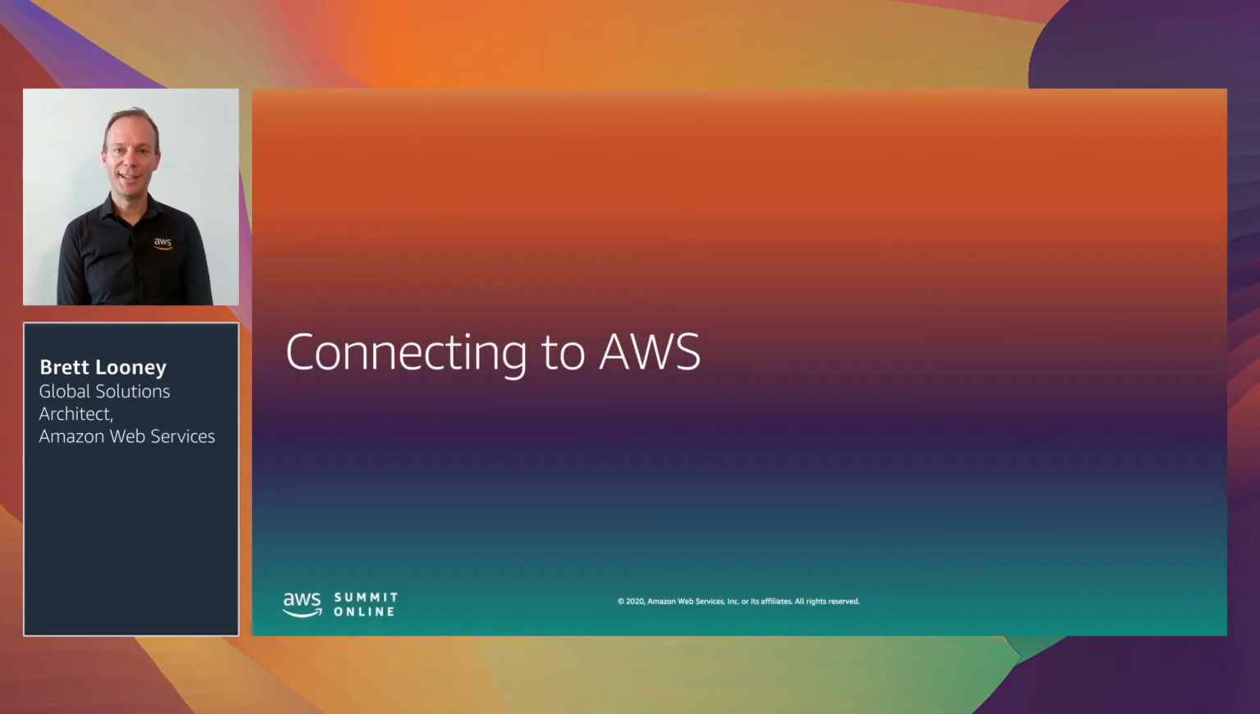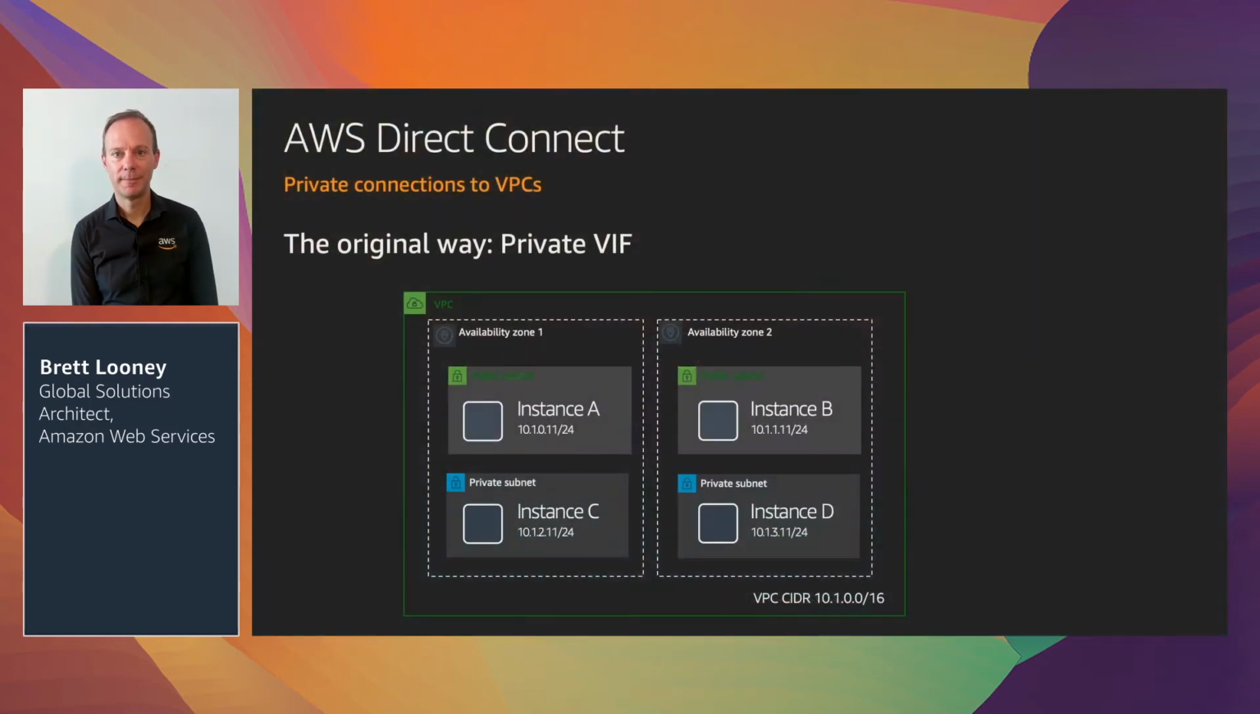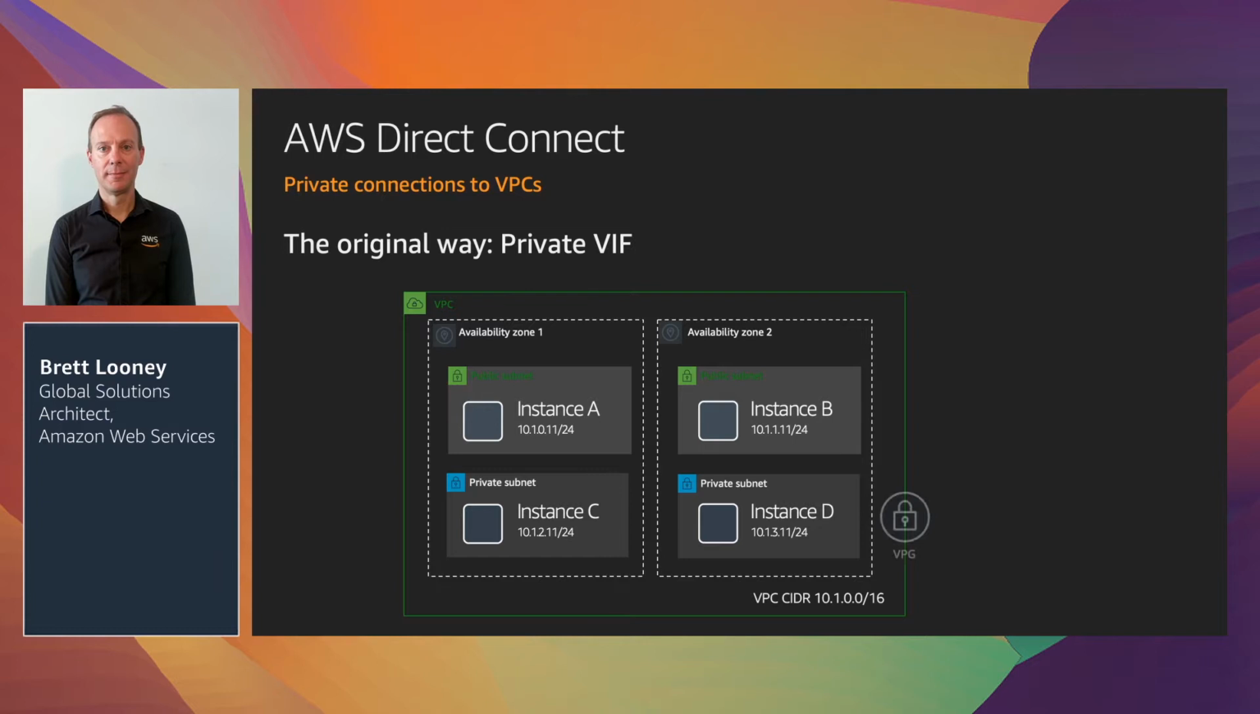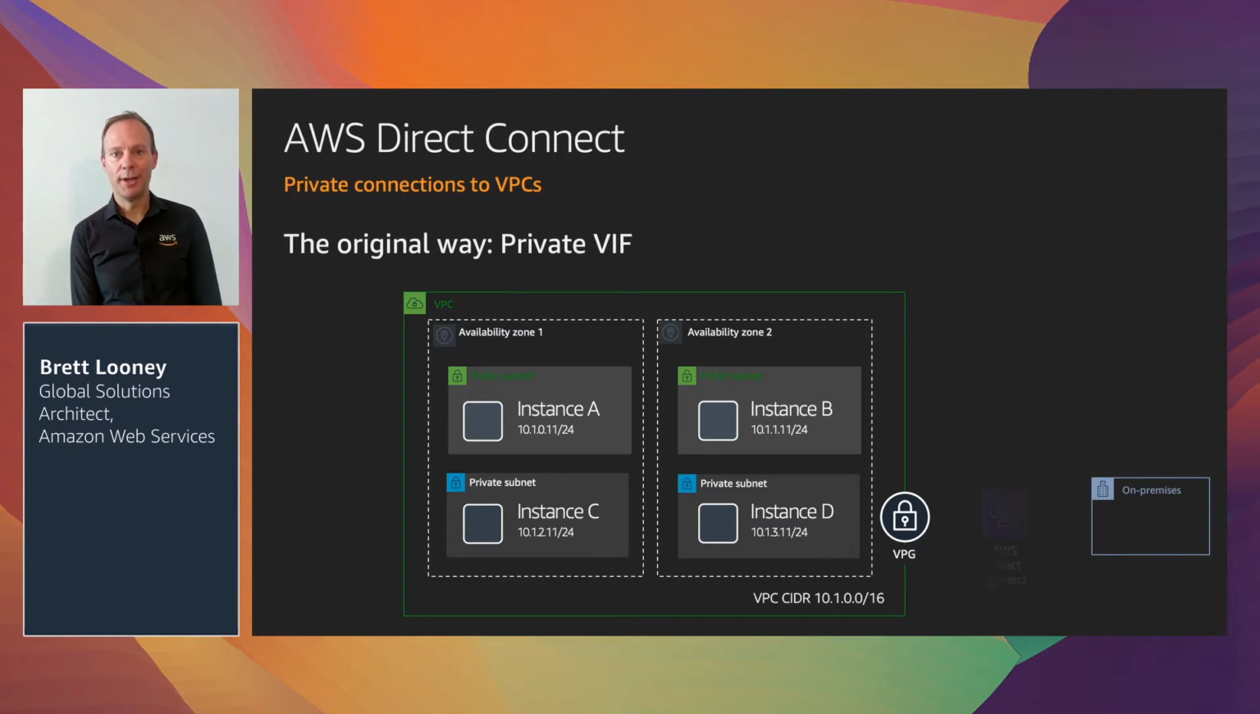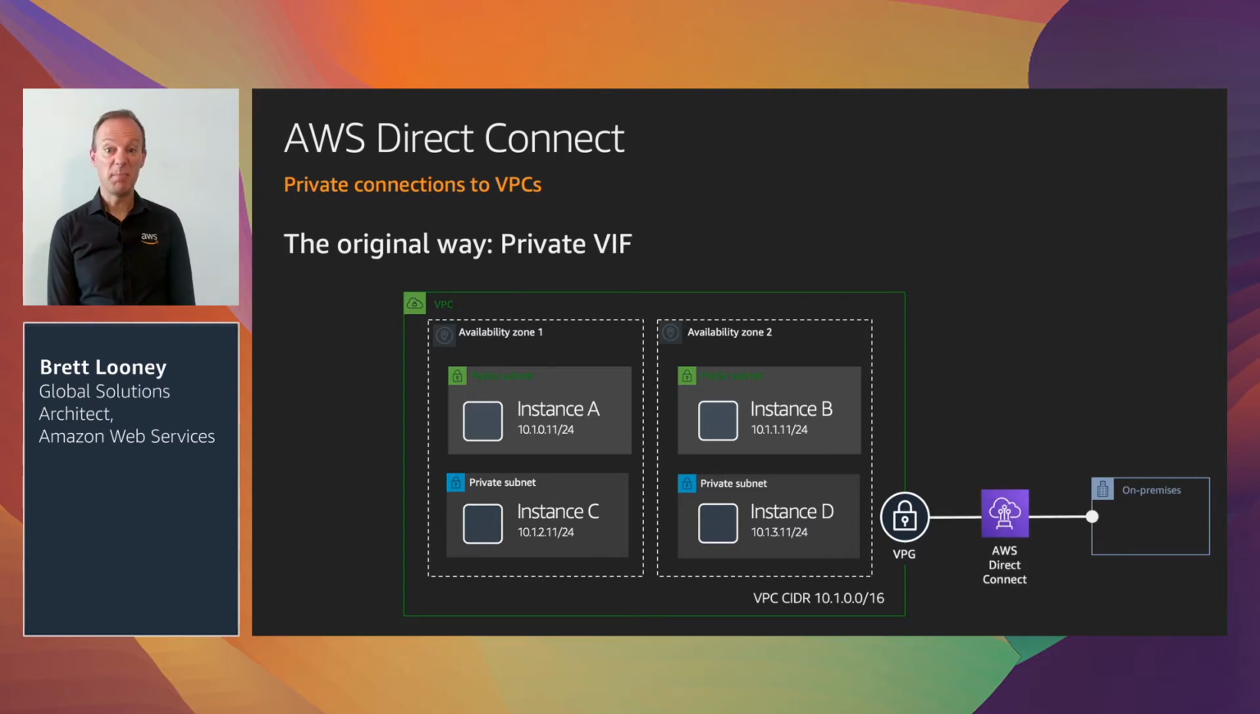So let's talk about connecting to AWS. A long time ago, we launched Direct Connect. You can still use this today, and customers have been using it for years. And this is how you would traditionally connect your on-premises network to your VPC in AWS. And it uses a construct called the private VIF. So VIF stands for Virtual Interface. Within the VPC, you create a virtual private gateway. From your on-premises network, you order a Direct Connect service, and that's pretty much it. It just works and it's all good.